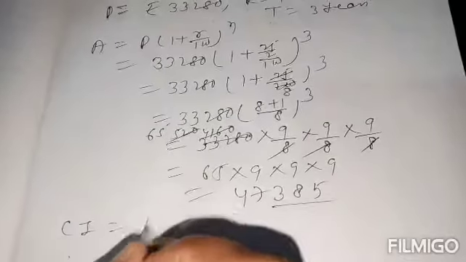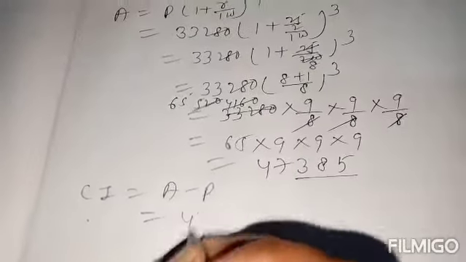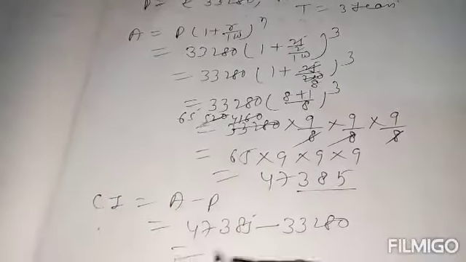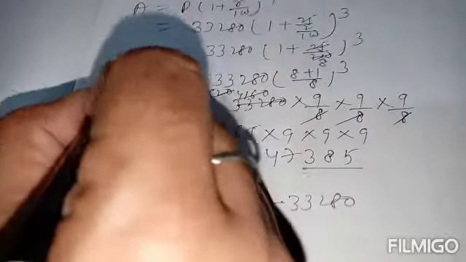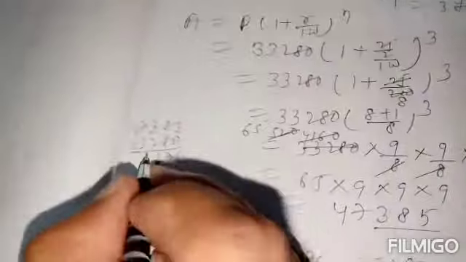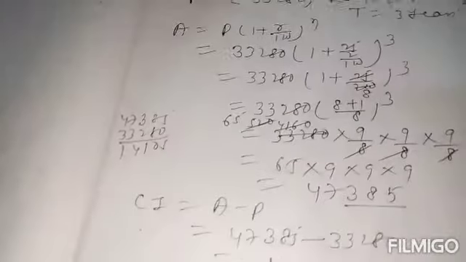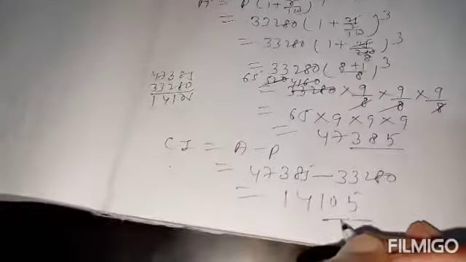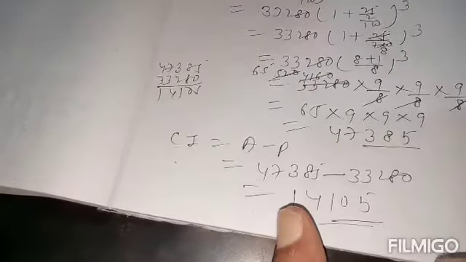Now CI is equal to A minus P, so 47,385 minus 33,280 is equal to 14,105. It means compound interest is 14,105.